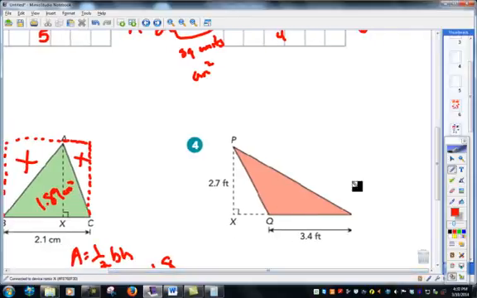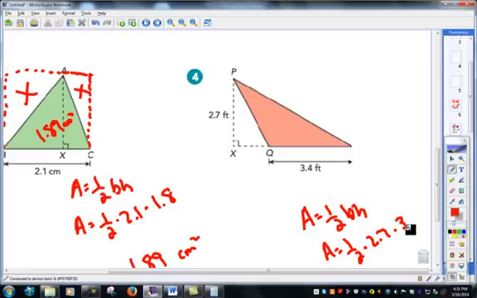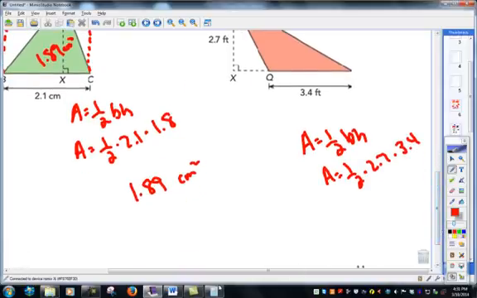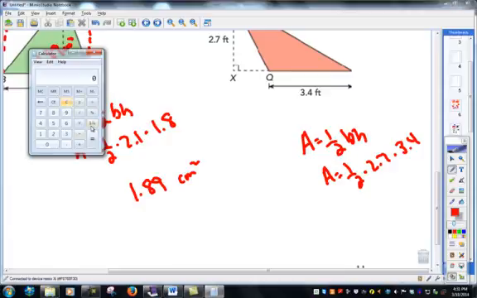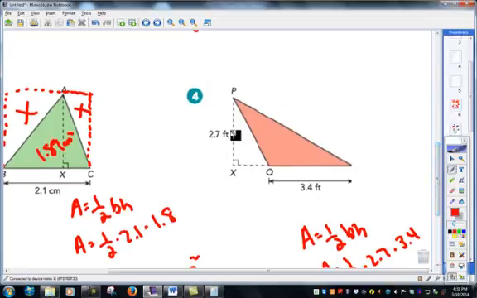Same deal here. Actually, you guys go ahead and try this one. Pause and try it. Area equals 1/2 base times height. Area equals 1/2 times 2.7 times 3.4. Again, I'll get my calculator, and I know that I can use 0.5 for 1/2. 0.5 times 2.7 times 3.4. There you go. 4.59 centimeters squared. Make sure your labels are on there.